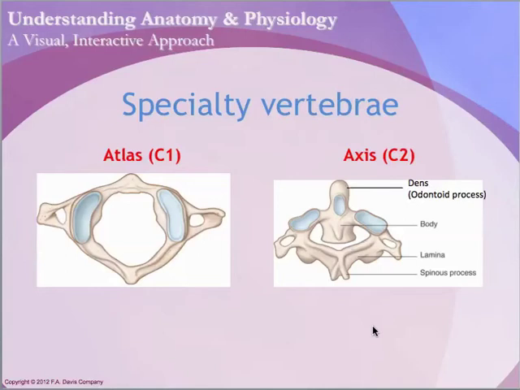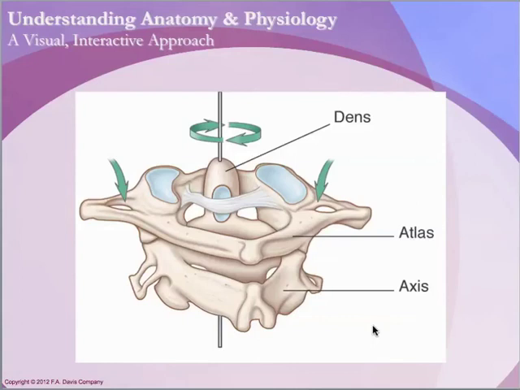The axis actually then has this projection called the dens on it, and that projects into the atlas and allows the head to swivel from side to side. So that's why these are specialty vertebrae, and they're up in our cervical areas to allow us to have specific head movements. Here you can kind of see that happening. See this ligament holding that in place, and it allows us to go back and forth with our head and side to side with our head. And then this area here still protects our spinal cord coming out of our brain.